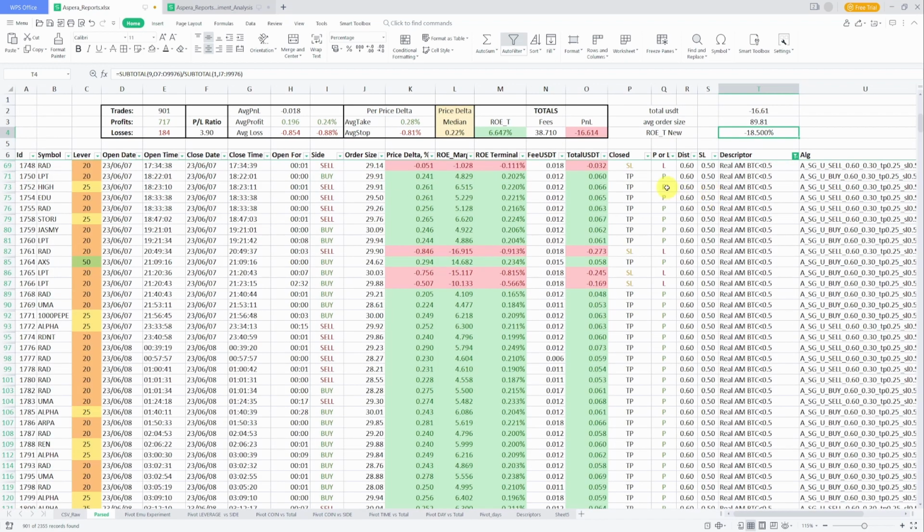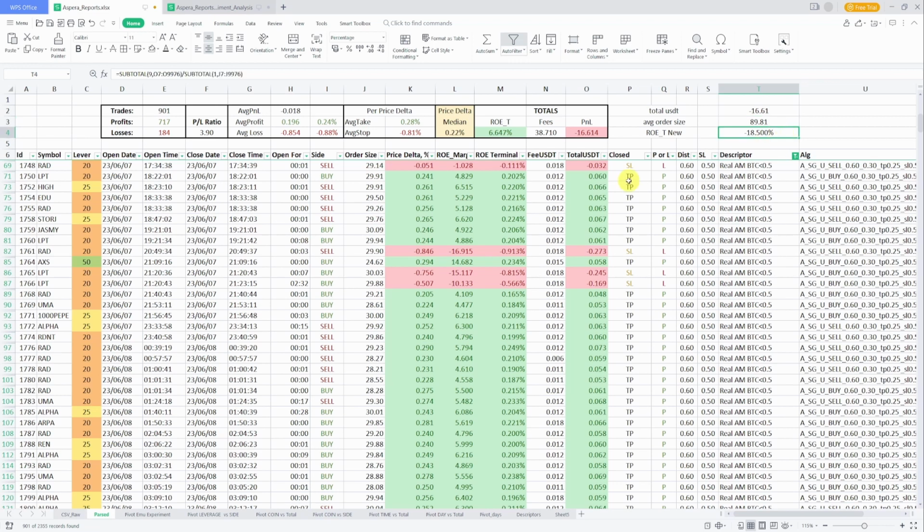Now look at that, it's completely different. Here we have the old calculation still at 6, and the new calculation is minus 18.5, which is in alignment, if you think about it just logically, purely by looking at the numbers. It's aligned with the P&L of 16 here. My average order size here is 90, about that. So by investing 90 and losing 16, my ROE is minus 18.5.